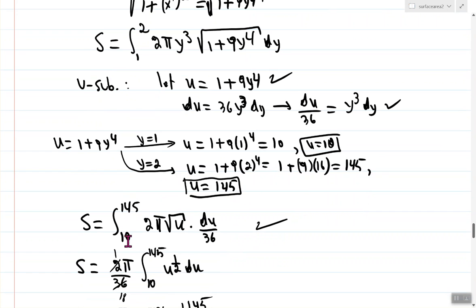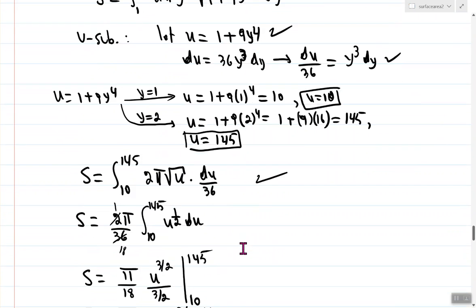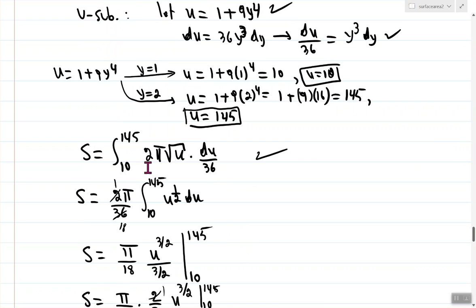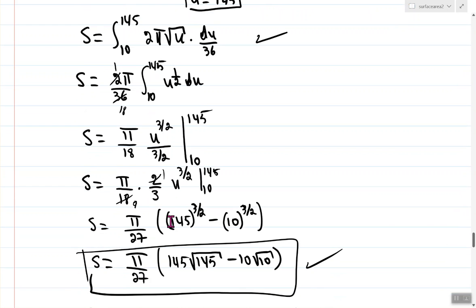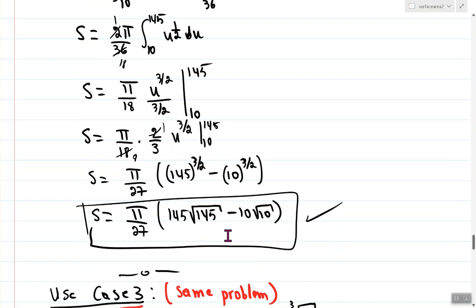So we're going to integrate from 10 to 145, 2 pi times square root of u, and then times du over 36. Bring 1 over 36 and 2 pi outside because they're numbers. Integrate u to the 1/2, u raised to a half, and then plug in 145 and 10, and then take the difference, and then we get the answer.